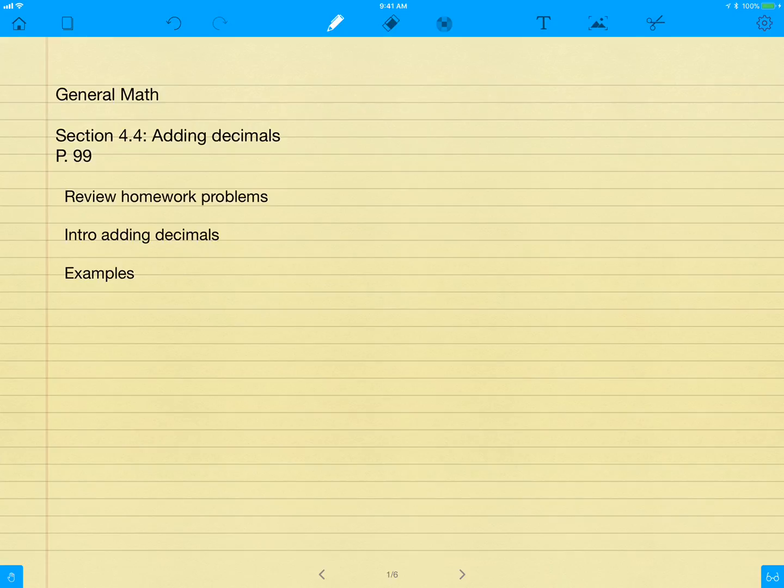The goal today is to do a few problems right in the beginning from the homework that's due on Friday, tomorrow. I'm going to do one of each type of problem. Then we're going to intro adding decimals, with a couple of vocab terms and a couple of different methods. I want to do at least 2 or 3 examples of adding decimals today.